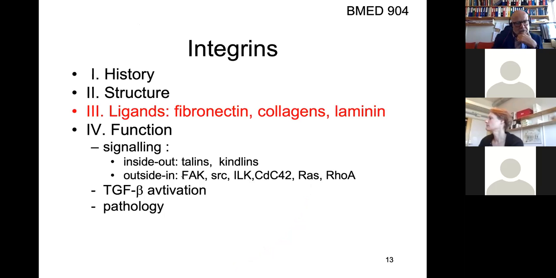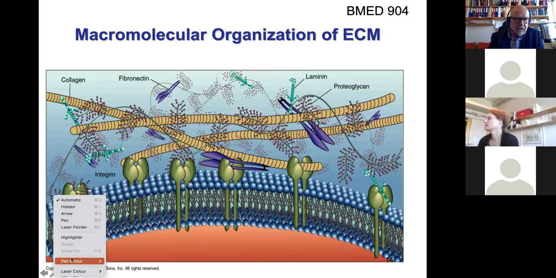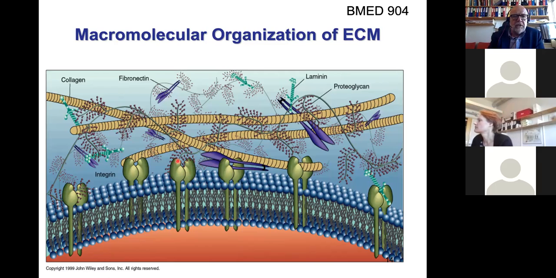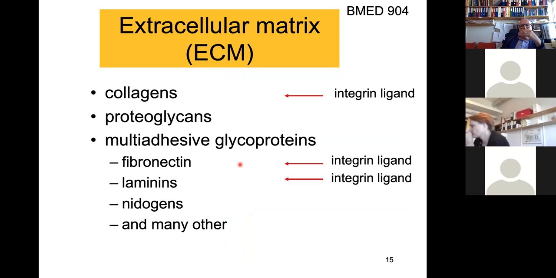Right, so let's have a little repetition from last lecture and go back to the ligands and look in more detail at the ligand binding regions. Again, this is extracellular matrix, integrins. Let's find the laser pen again. Integrins at the cell surface, and here are the different integrin ligands. When we look at the different matrix components, to varying degrees they form integrin ligands.